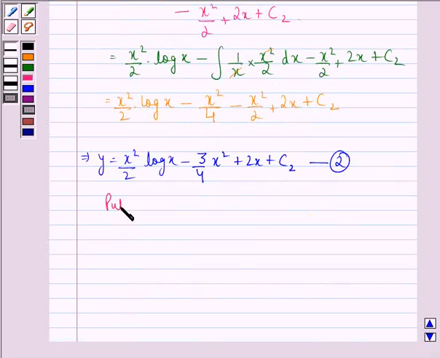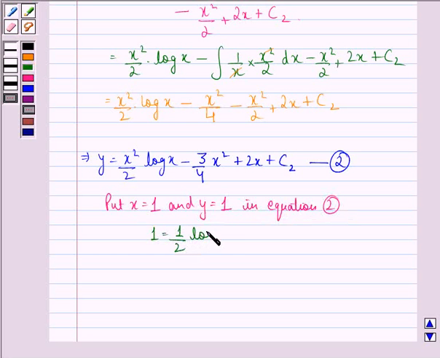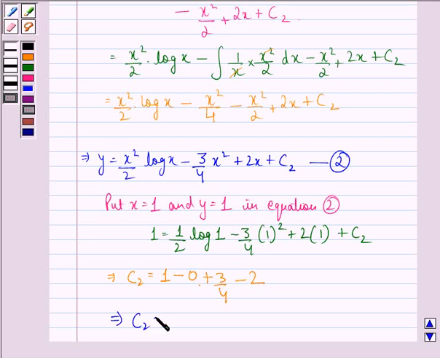Now we put x equal to 1 and y equal to 1 in equation 2, we get 1 is equal to 1 by 2 log 1 minus 3 by 4 into 1 square plus 2 into 1 plus the constant c2. This implies c2 is equal to 1 minus 0 plus 3 by 4 minus 2. And this implies that c2 is equal to minus 1 by 4.